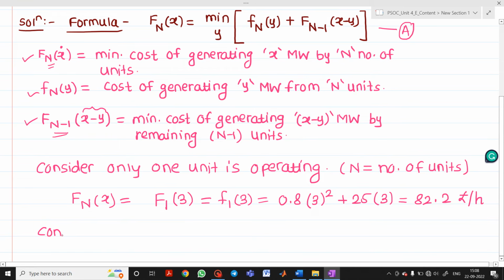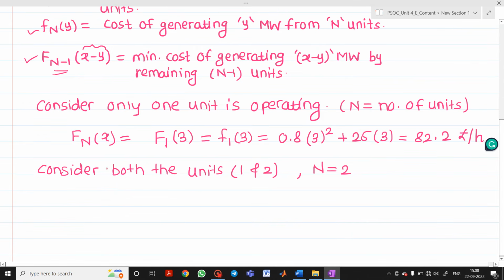Now consider both the units, that is unit 1 and unit 2. So what is the value of n here? Here in this case n is nothing but 2, because we have taken both the units. Now I will substitute in the formula. What was the formula? Capital F, then n is 2. Now x is nothing but how much megawatt load we have to give here? 3 megawatt. So that's why I will write it as F2 of 3.